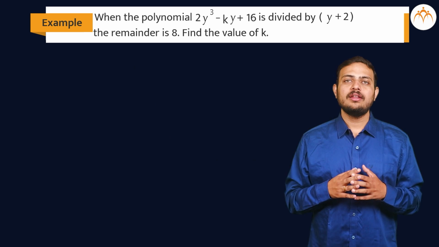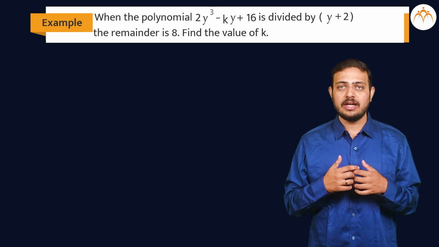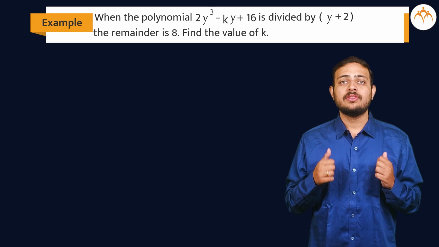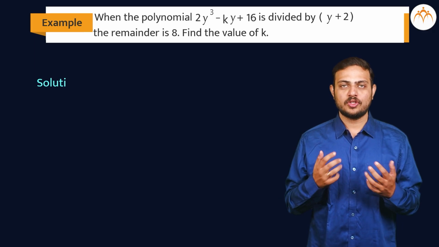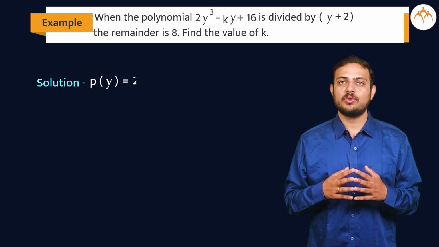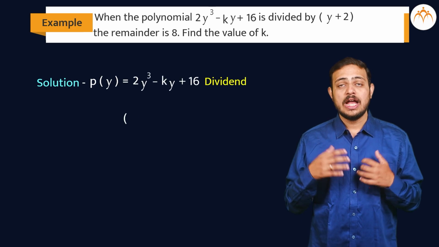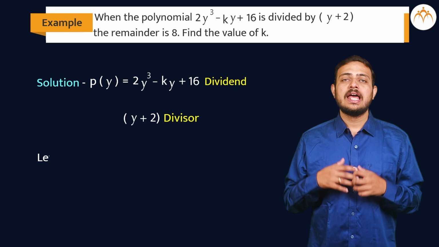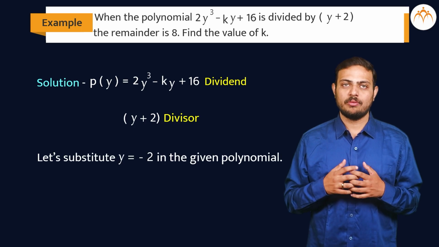When the polynomial 2y cube minus ky plus 16 is divided by y plus 2, the remainder is 8. Find the value of k. Solution. P of y is equal to 2 into y cube minus ky plus 16 is the dividend. Y plus 2 is the divisor. Let's substitute y equal to minus 2 in the given polynomial.